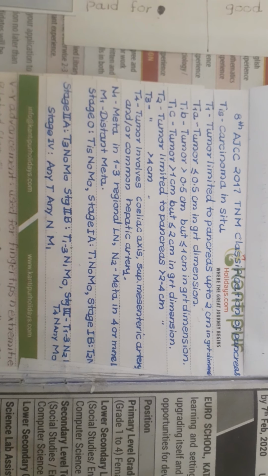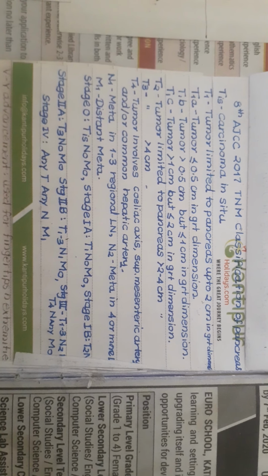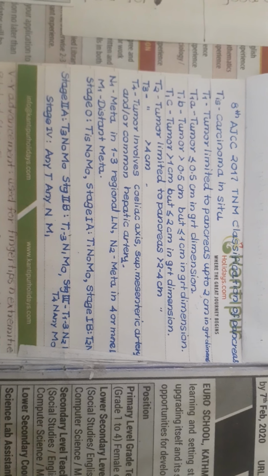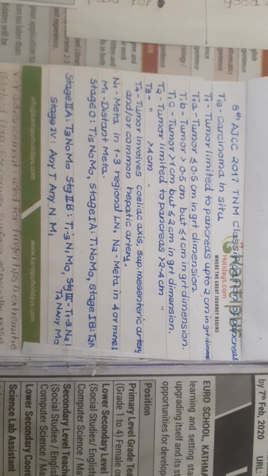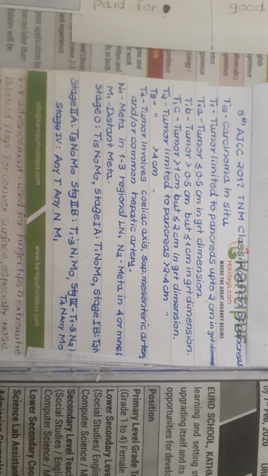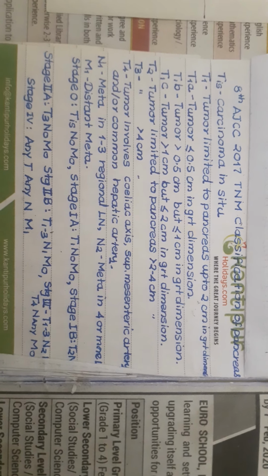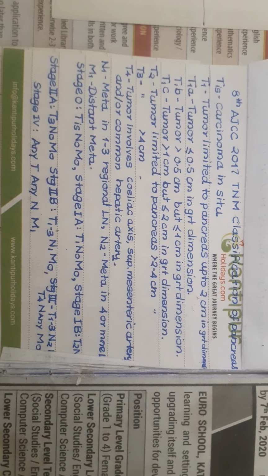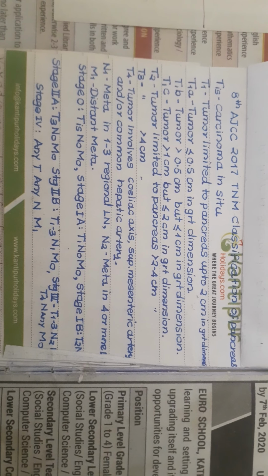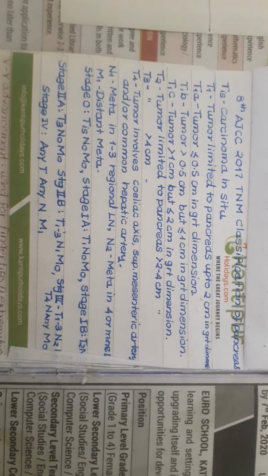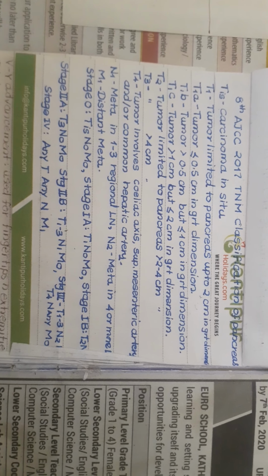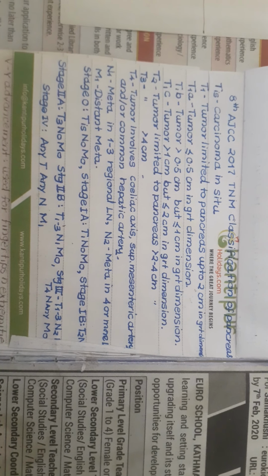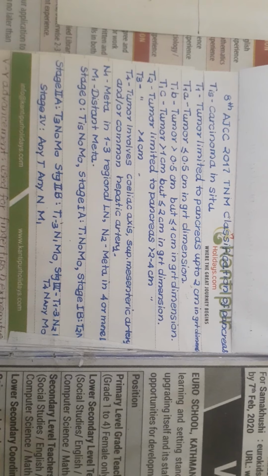8th AJCC 2017 TNM classification of pancreas. Tis: carcinoma in situ. T1: tumor limited to pancreas, up to 2 cm in greatest dimension. T1a: tumor less than or equal to 0.5 cm in greatest dimension. T1b: tumor more than 0.5 cm but less than or equal to 1 cm. T1c: tumor more than 1 cm but less than or equal to 2 cm in greatest dimension.